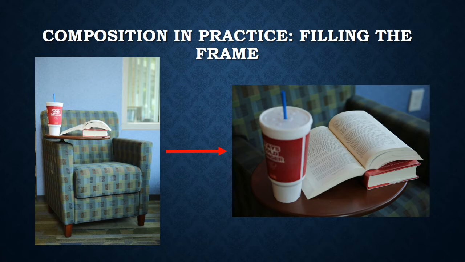Personally, when I look at the first image, I see the chair and then the drink before I even register that there is a book. This wouldn't be such a horrible thing if the chair was what I was trying to show. By moving closer as I did in the second photo, I'm able to show the book's details and shape more easily. The chair and the drink are still there, but they now complement the book instead of fighting against it.